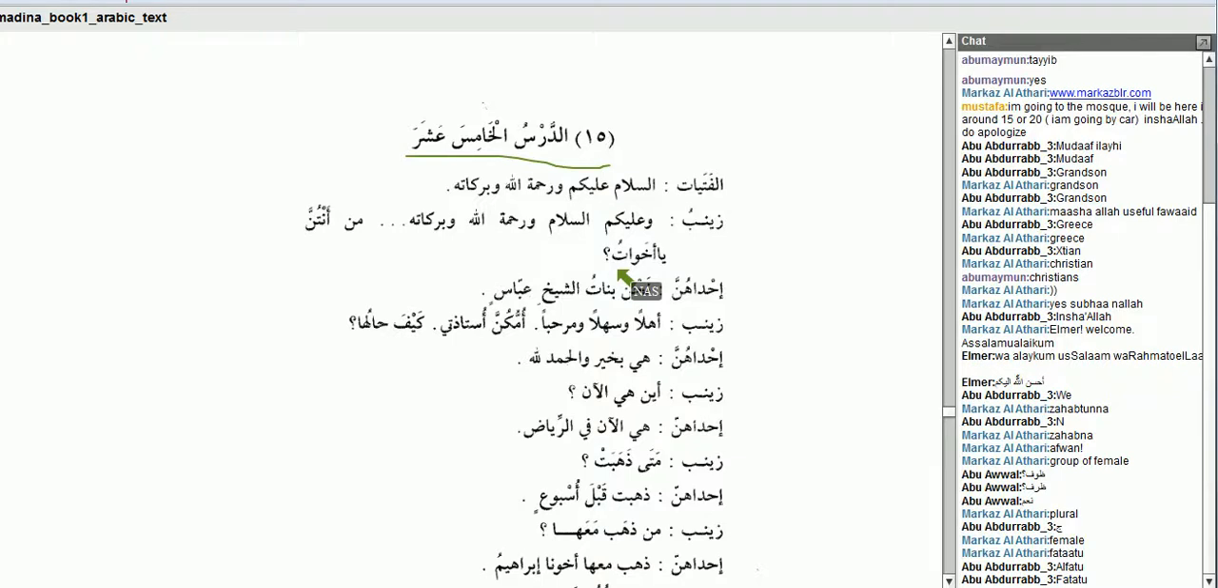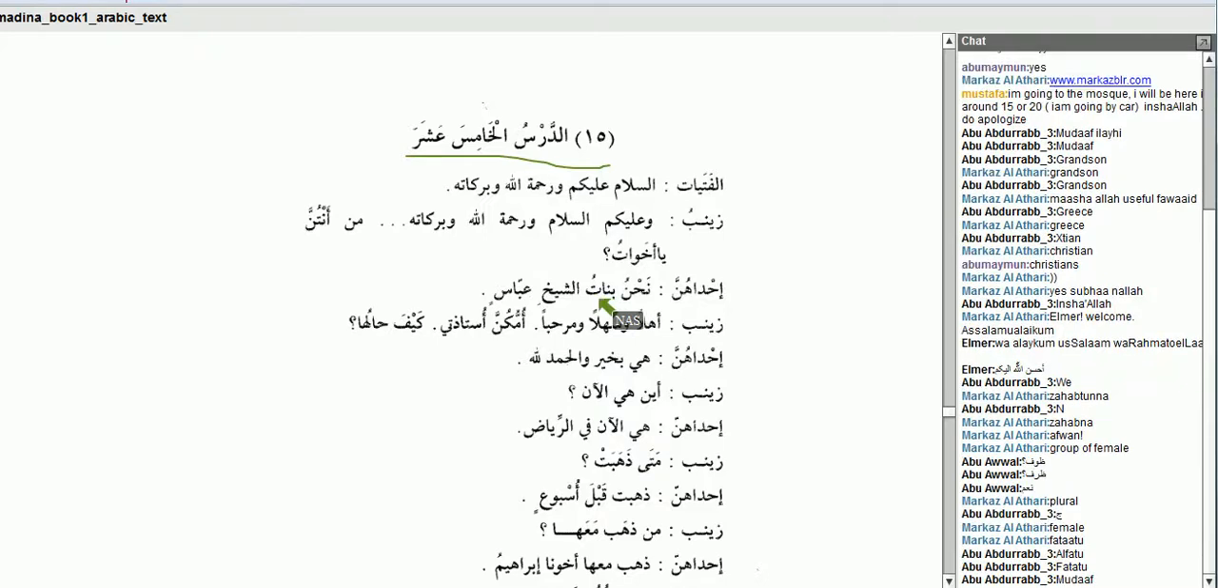Ya akhawatu. So, إحداهن, one of the girls says, نحن بنات الشيخ عباس. Now, I know why banatu only has one dhamma, even though it does not have alif or lam. Quite obviously because it is mudaf. Ahsantum. And الشيخ is therefore mudaf ilayhi. The question is, Abbasin, why does that have a kasra? نحن بنات الشيخ عباس.